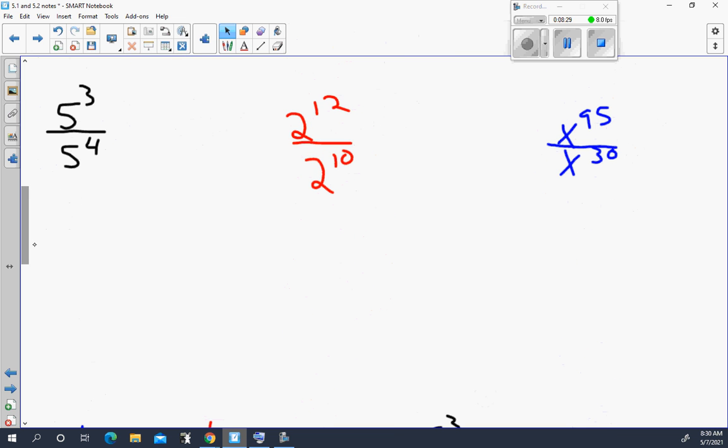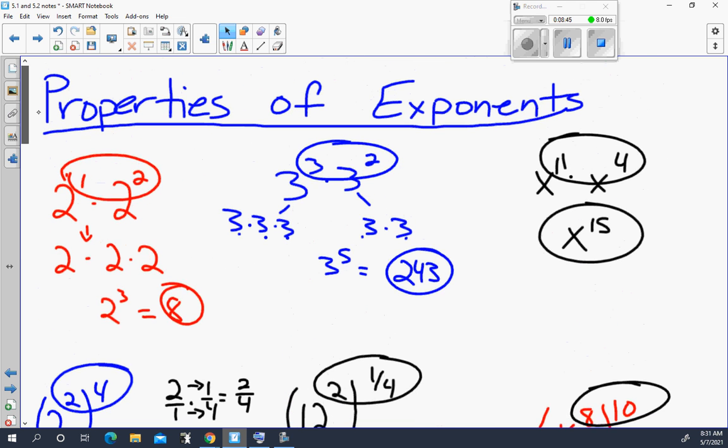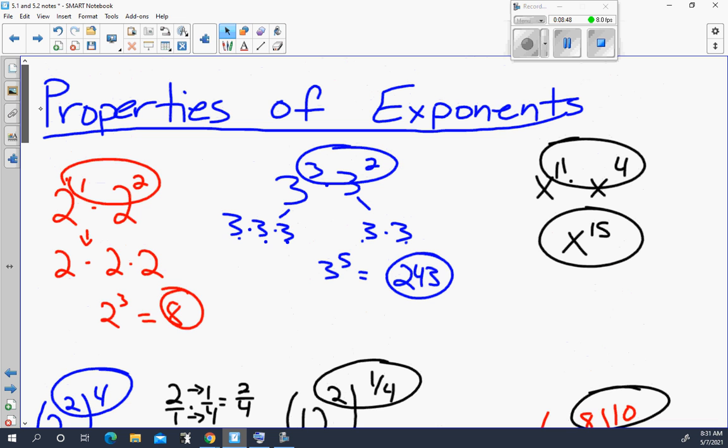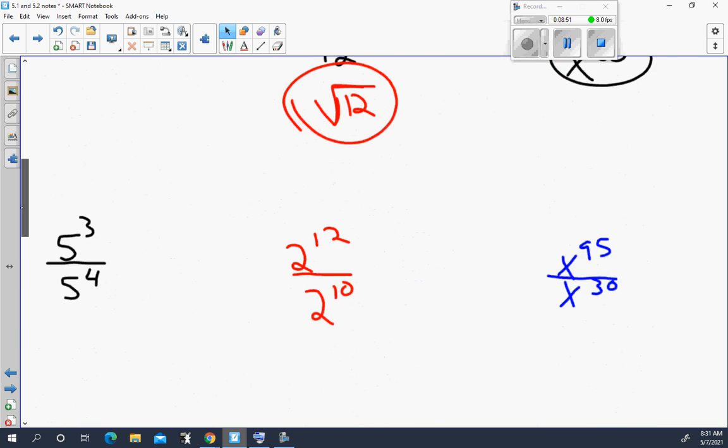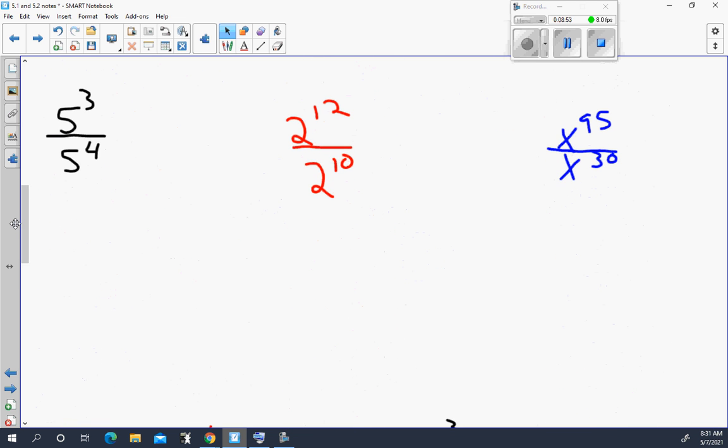Next, if we have the same base, we can divide 5 to the 3rd divided by 5 to the 4th. Well actually, let me go up here. When we were just multiplying the same base with exponents, we were adding. Now, same base, we're dividing. What's the opposite of add? Subtract. So really, we're going 3 minus 4. 5 to the 3 minus 4. What's 3 minus 4? That's -1.